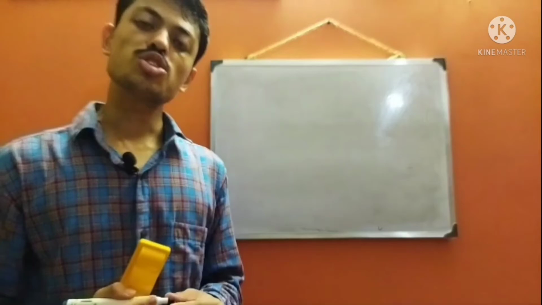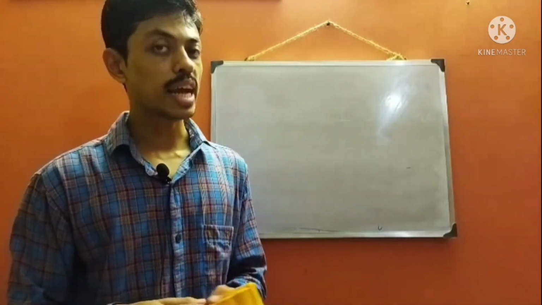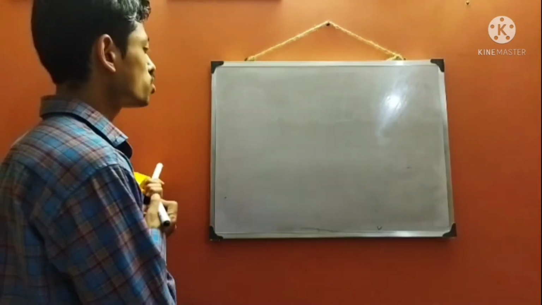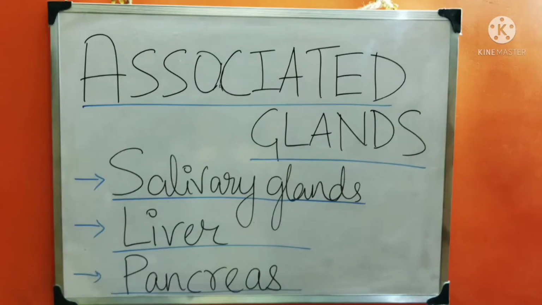Now coming to the associated glands. What are the associated glands of the human digestive system? The associated glands of human digestive system are salivary glands, liver and pancreas. The associated glands of the human digestive system are the salivary glands, liver and the pancreas. Fine.